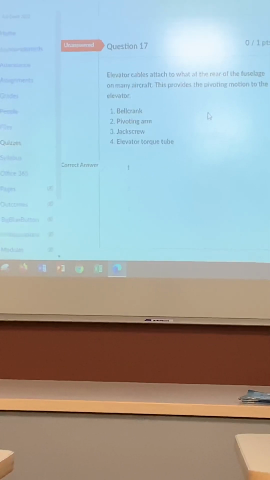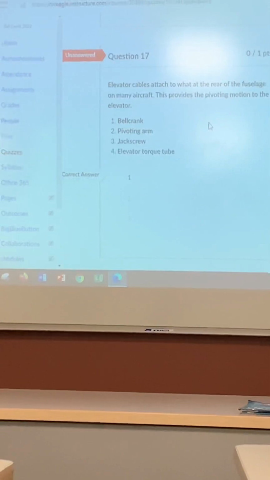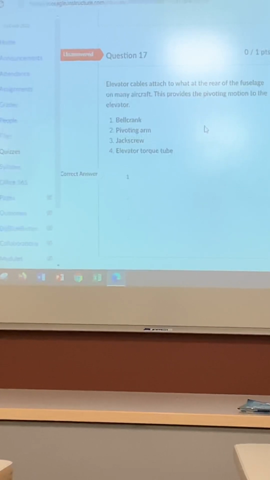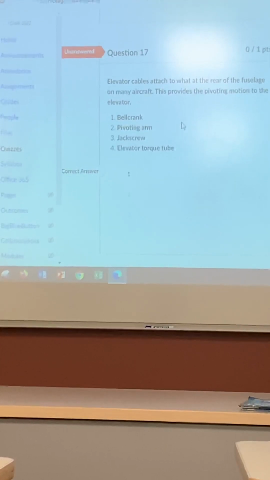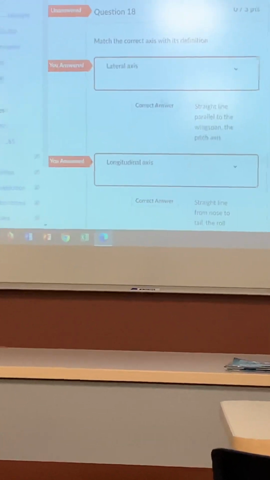Elevator cables attach to what at the rear of the fuselage on many aircraft? This provides pivoting motion to the elevator. The bell crank. Match the correct axis with its definition.